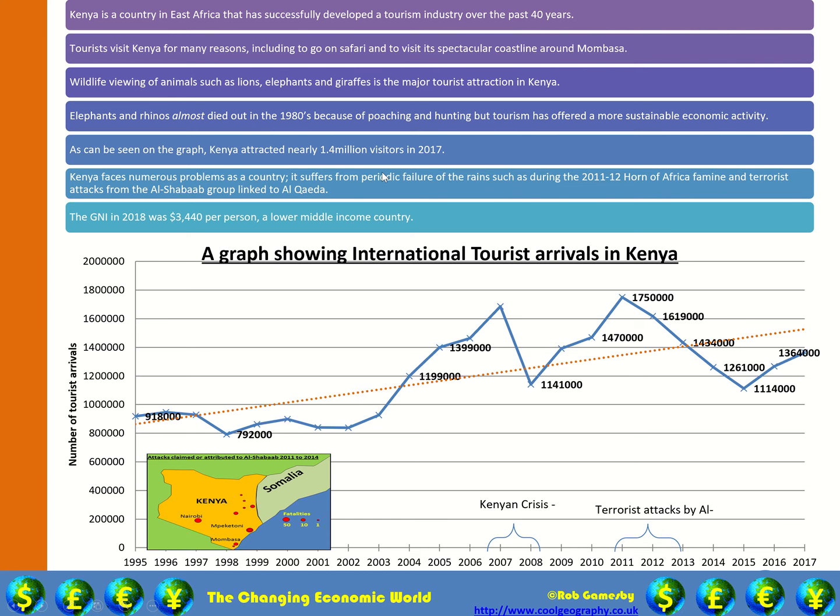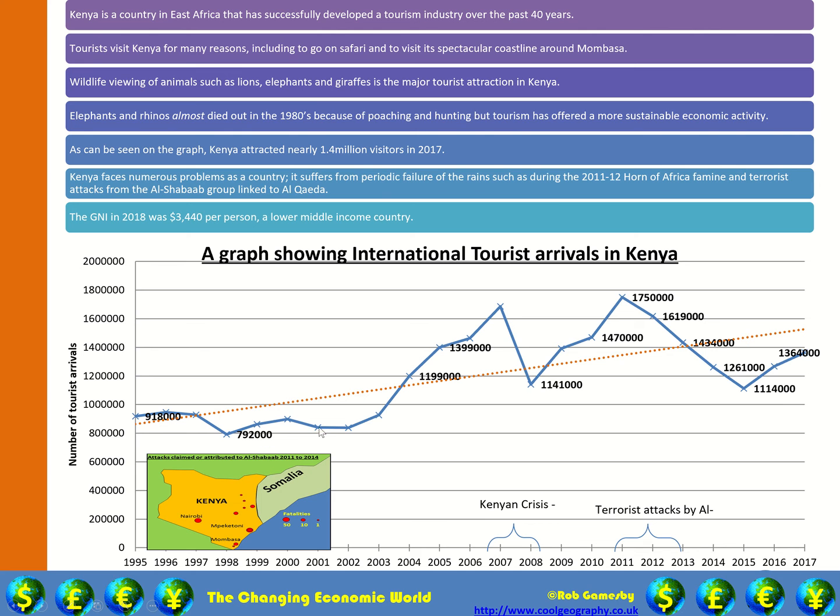Okay, so it is a country in East Africa that successfully developed tourism over the last 40 years. And as you've seen on the video, people go for many reasons, including going on safari and visiting its coastline around Mombasa. It's got wildlife viewing of lions, elephants and giraffes, which almost died out in the 1980s because of poaching and hunting, but tourism has offered a more sustainable economic activity.